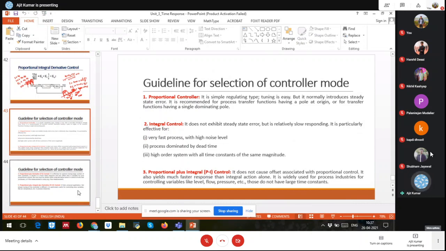Now we add proportional plus I controller. It does not affect the offset associated with proportional control, but the issue what was happening with integral controller alone, that it was getting slow, will improve with PI control, and it is widely used for process industries for controlling variables like level, flow, pressure, temperature, etc. And these do not have large time constants.